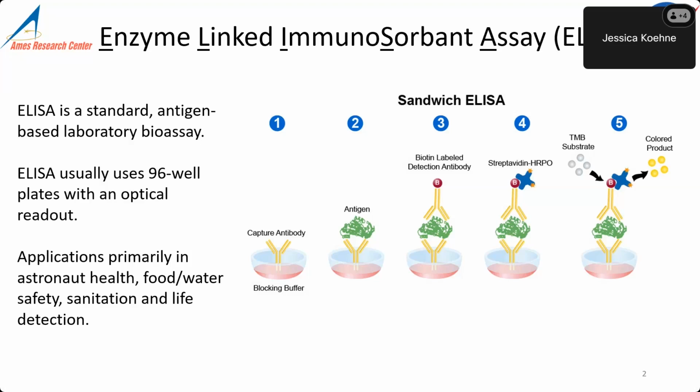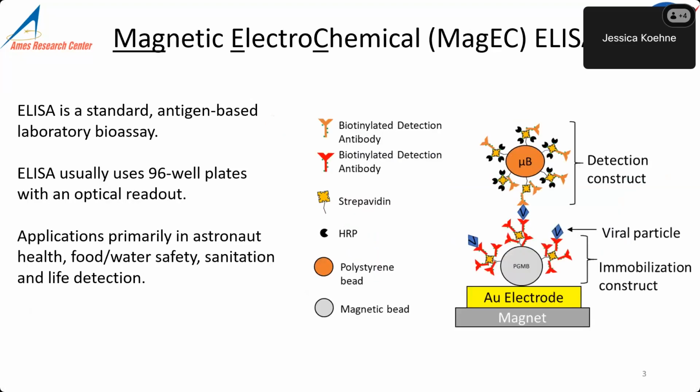Let's go to the next slide. Okay, so this is what we've developed. We've developed a magnetic electrochemical ELISA. And we have some of the same components as you saw on the more generic ELISA, but let me just kind of walk you through it so you can understand the differences here.